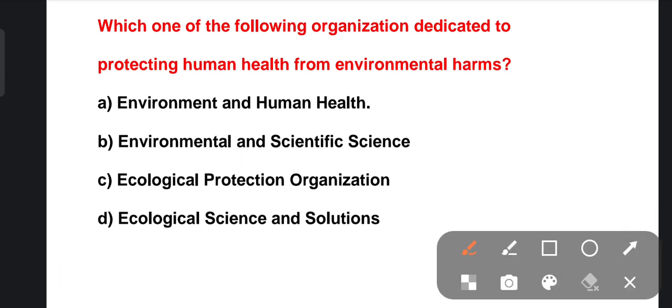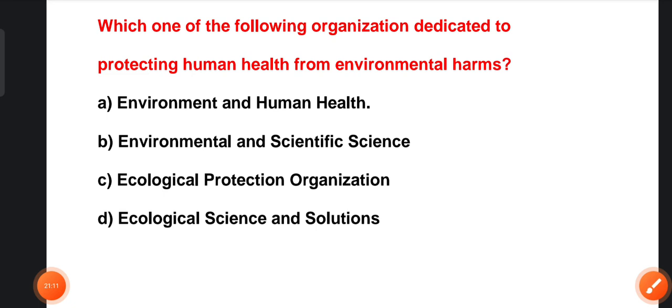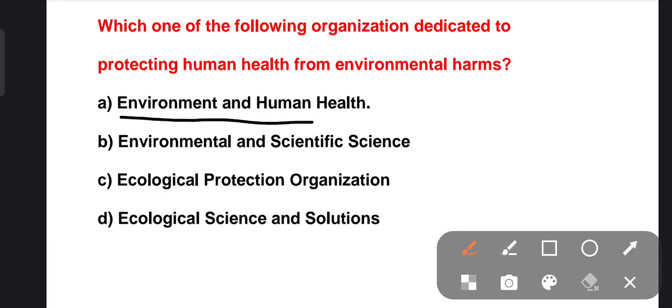So the next question is, which one of the following organizations is dedicated to protecting human health from environmental harms? Harms are nothing but hazards, okay, problems. Options are environment health, human health, environmental and scientific science, ecological protection organization, ecological science and solutions. So the right one is environment, human health. This kind of organization is responsible for protecting human health from environmental problems.